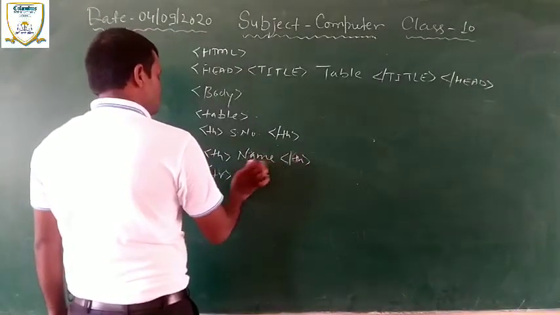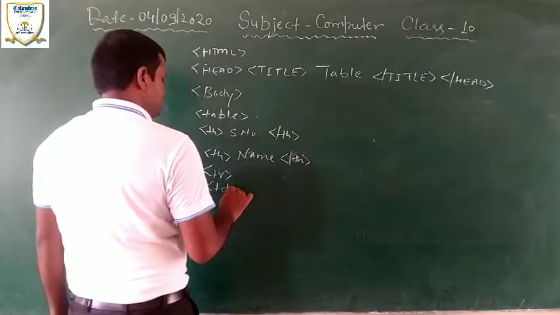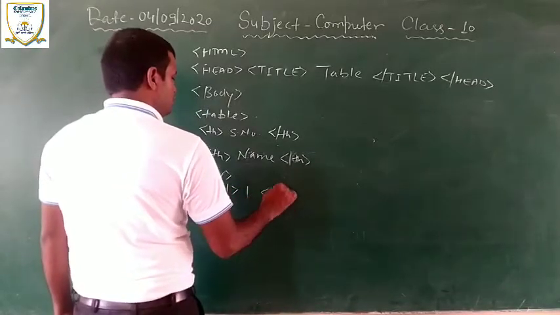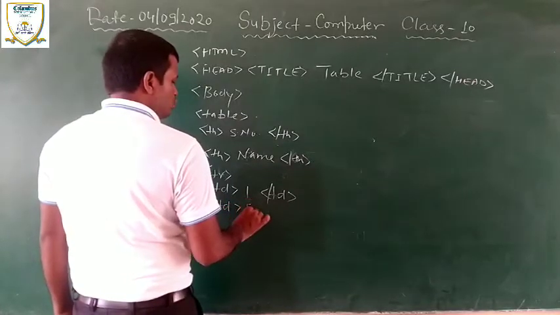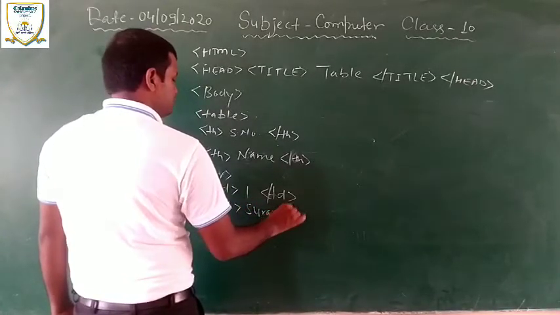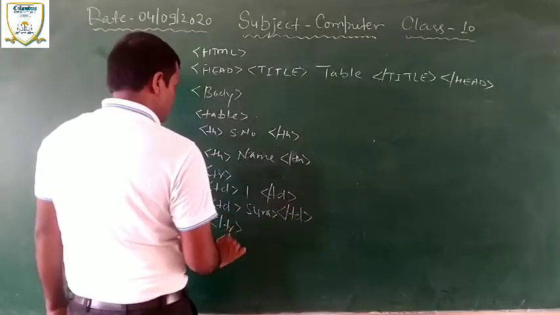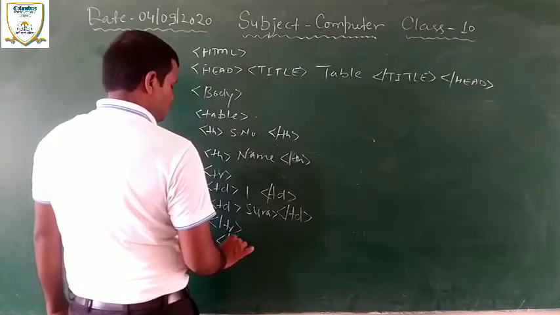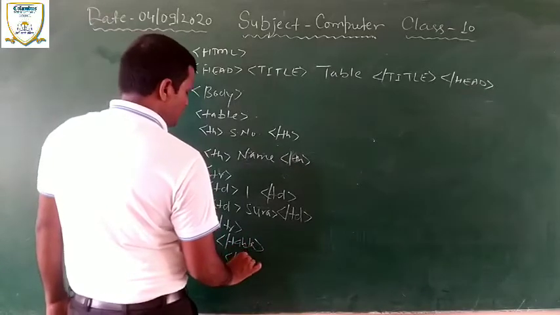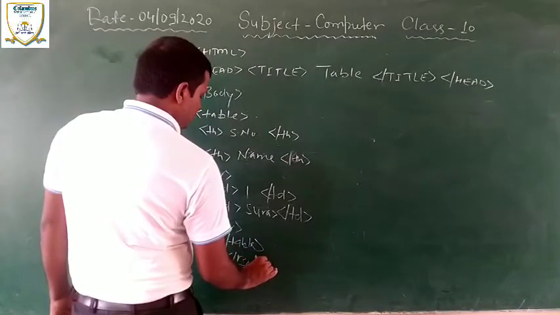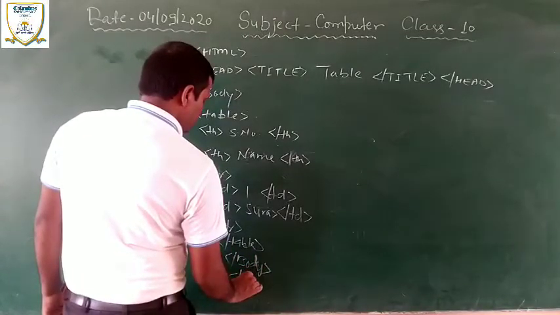Table row. TD 1. Close the TD. Then TD Suraj. Close the TD. Close the table row, close the table, and close the body. Then after, close the HTML.